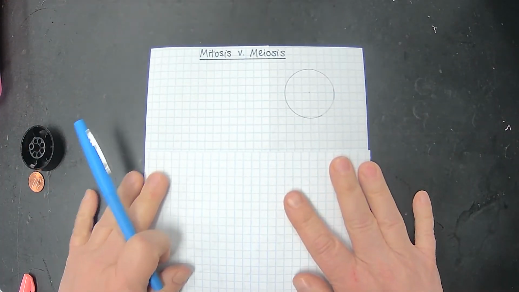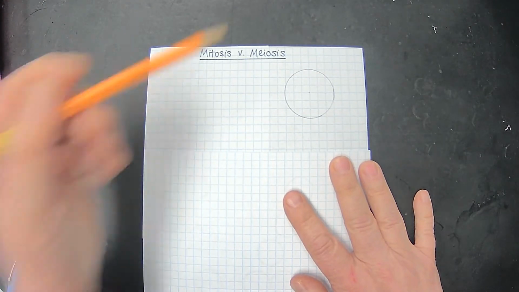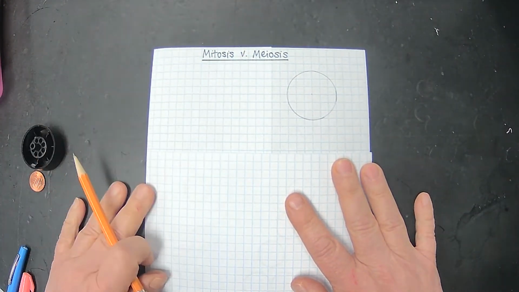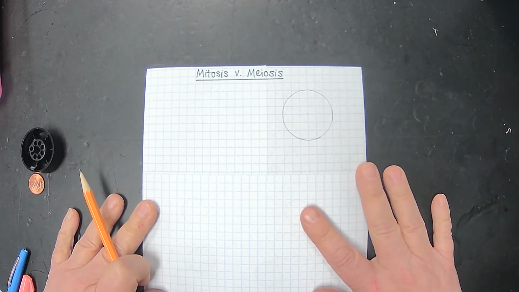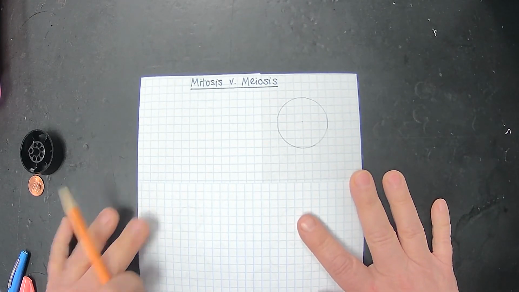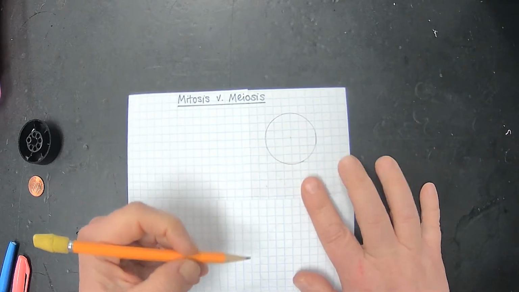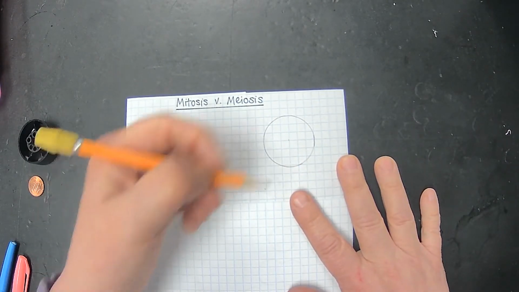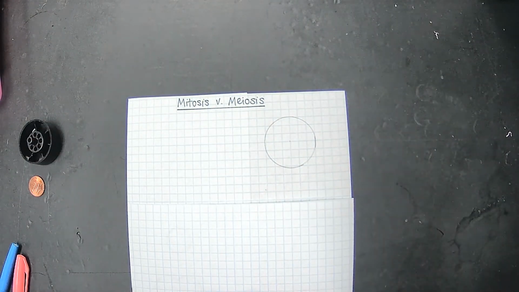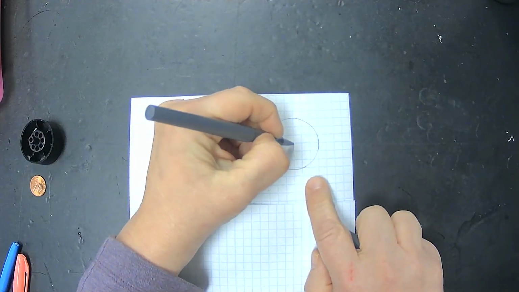Okay, so you should have mitosis v meiosis in your contents page. You write that at the top of the paper, and then I took a circle and I just drew it around here. And I'm hoping that you will recognize this diagram.